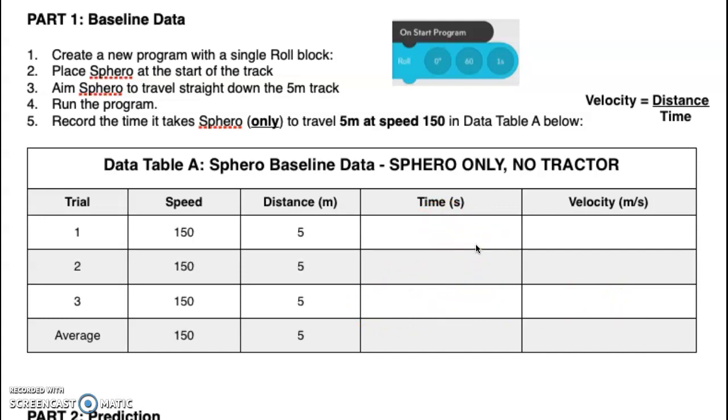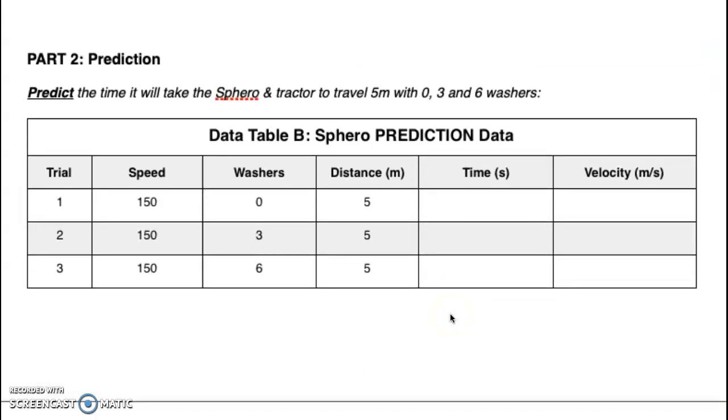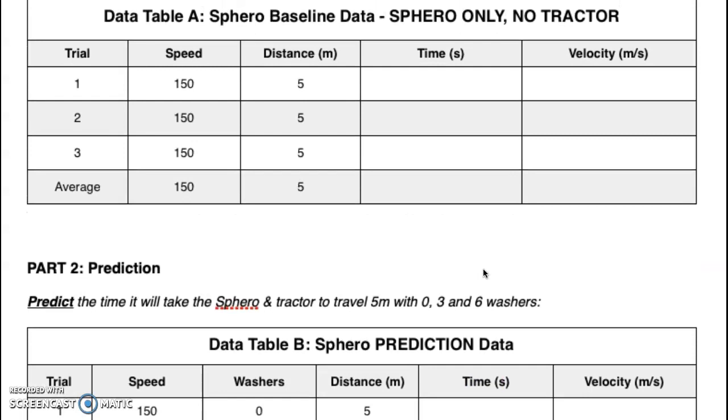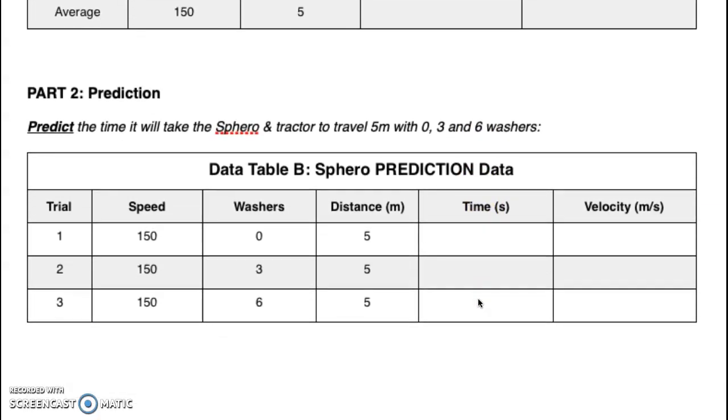So you'll put the Sphero behind the line. You will run that 3 different times at a speed of 150, and you're just worried about those 3 boxes, nothing else. At that point, you're going to make a prediction with your group of how long you think it will take when you add on the tractor: your Sphero and tractor at 150 with 0 washers, at 150 with 3 washers, and at 150 with 6. Again, this is simply a prediction. You might want to use the data from here to give you an idea of what to guess here.